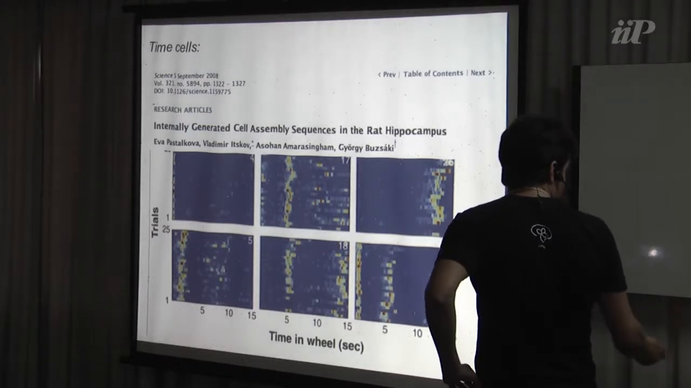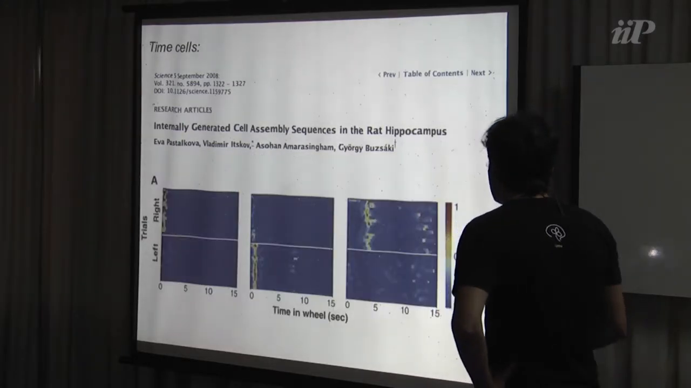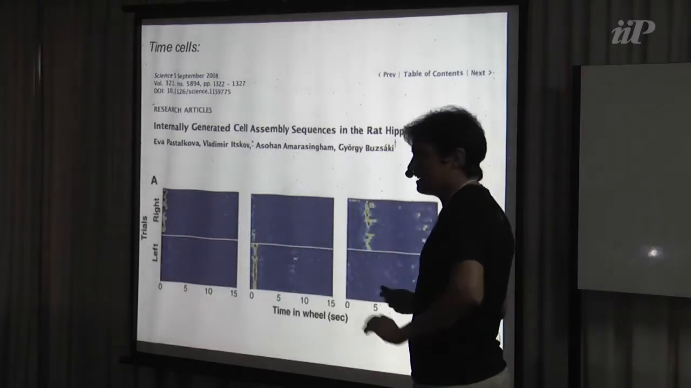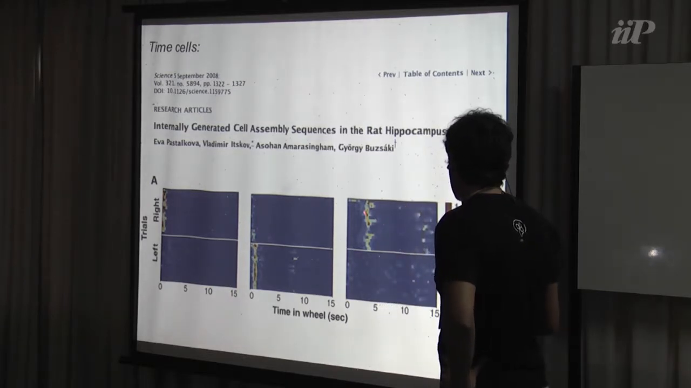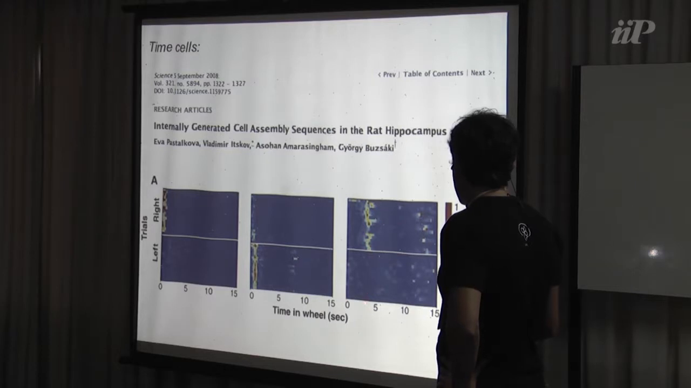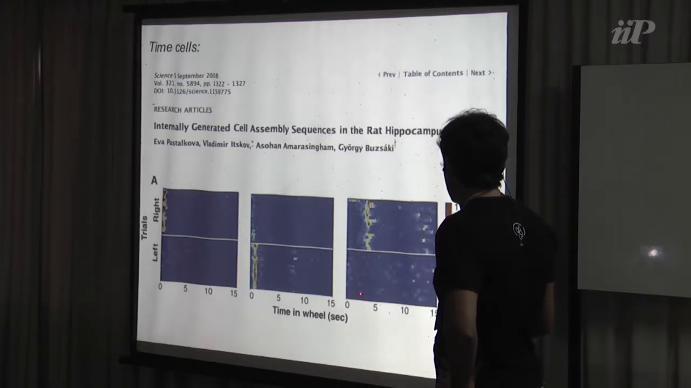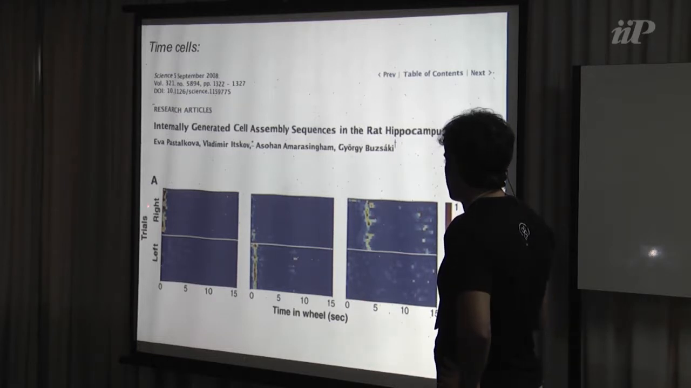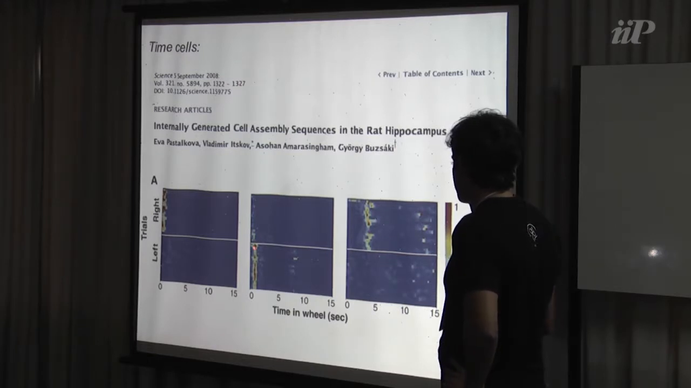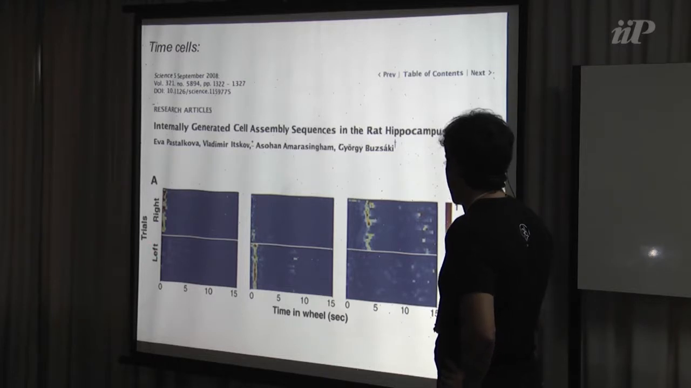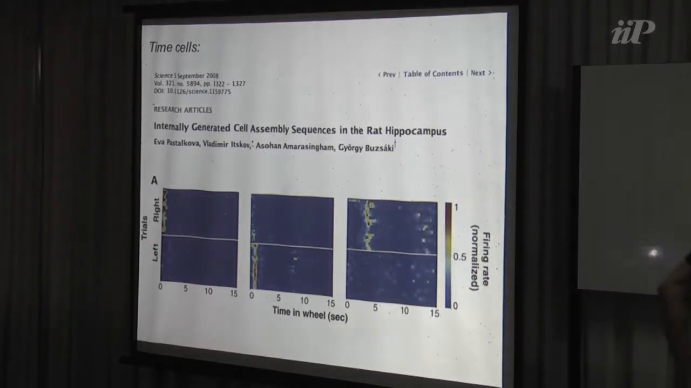And they also found this: some time cells have a conjunction of coding. This one would code for, say, 3 seconds inside the wheel in different trials, but it would only spike at 3 seconds when the animal would later choose right, would turn right. This other one would spike at, say, 0.5 seconds, but only when the animal would go left. And this is the next video I'm going to show you. This is from the Buzsaki lab.